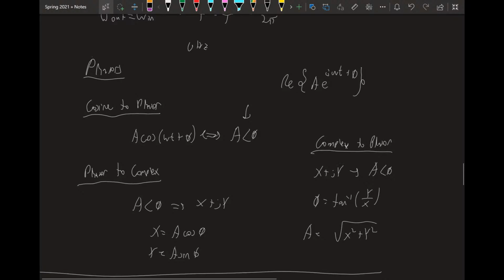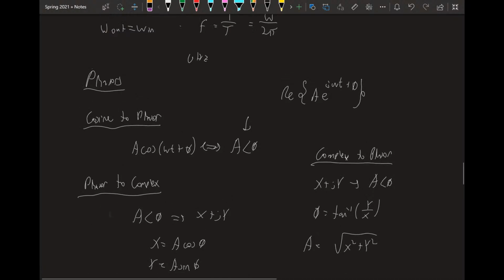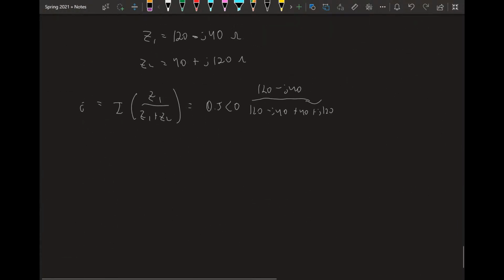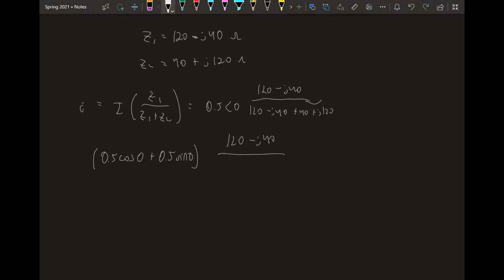We're going from phasor to complex. So it's going to be x plus jy, equal to A cosine phi plus j A sine phi. Sorry, phi, not theta. So it's going to be 0.5 cosine of 0 plus 0.5 sine of 0. And this is still 120 minus j40. And the bottom is, W is always given.